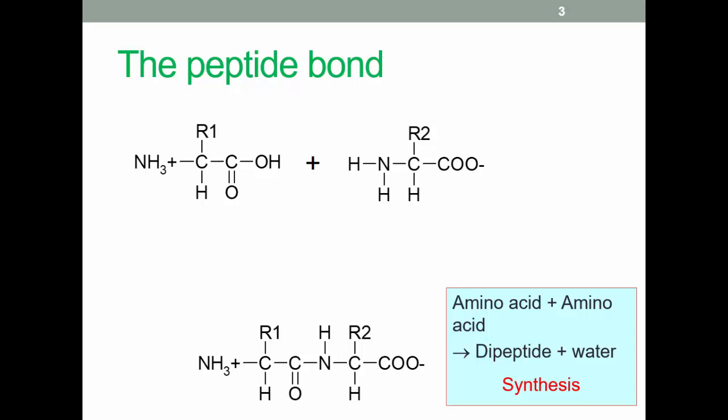There's the synthesis taking place. A couple of amino acids join together to produce a dipeptide, a peptide consisting of 2 amino acids. Formation of a peptide bond is an example of a synthesis reaction. Like many synthesis reactions, this reaction involves the loss of a water molecule.